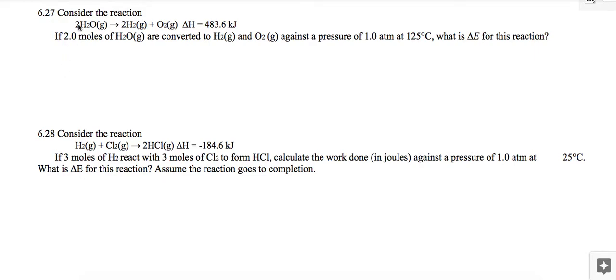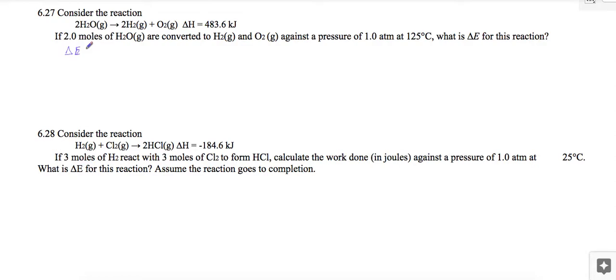So we start off here with our equation of delta E. So I should start off here with the problem. We have the reaction of water being split up into its 2 different pieces, and that energy required is 483.6 kilojoules. We have 2 moles of the water converted into 2 moles of the hydrogen and 1 mole of the oxygen, and it's going to be done against a pressure of 1 atmosphere, 125 degrees Celsius, and we want the delta E for this.